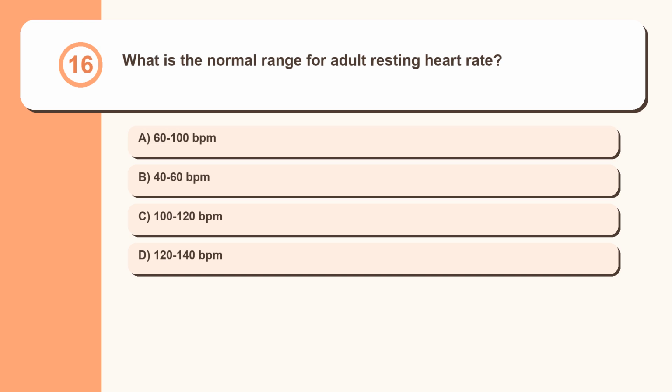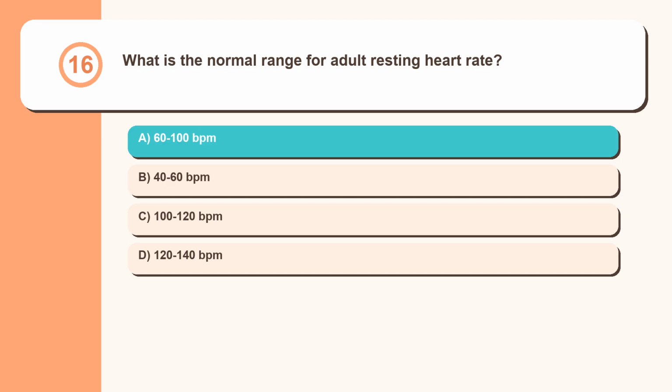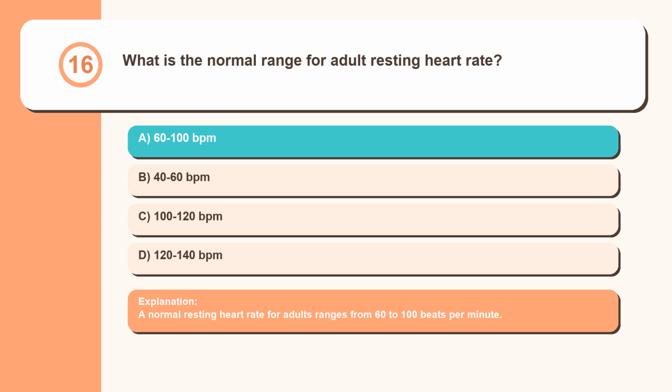Question 16. What is the normal range for adult resting heart rate? 60 to 100 bpm, 40 to 60 bpm, 100 to 120 bpm, 120 to 140 bpm. A normal resting heart rate for adults ranges from 60 to 100 beats per minute.